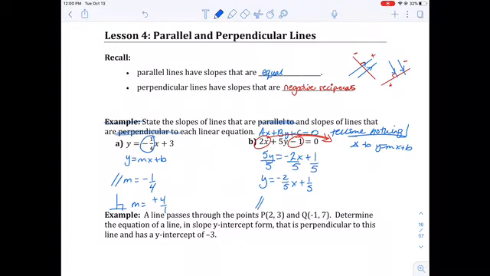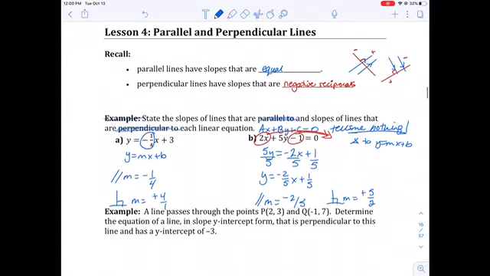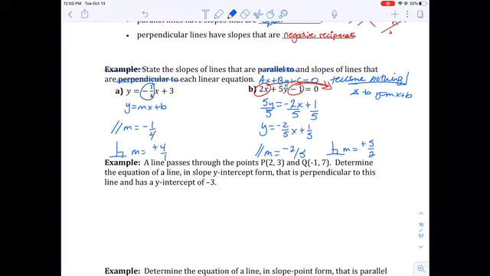And so a line with a parallel slope would be negative 2/5. Of course, it would be the same or equal, and a perpendicular slope would be positive 5/2. Okay, the negative reciprocal. Let's look at the next example. In the next example, it says a line passes through the points P (2, 3) and Q (negative 1, 7). Determine the equation of a line in slope-intercept form that is perpendicular to this line and has a y-intercept of negative 3. Yikes, that's a lot, okay?